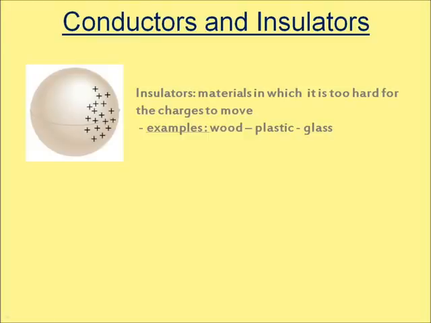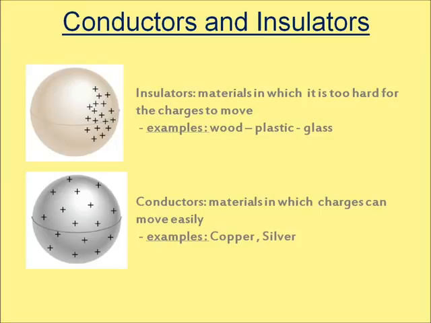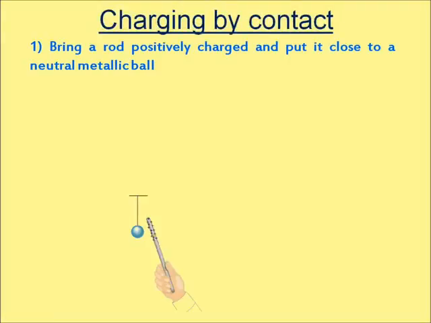Now let's define conductors and insulators. Insulators are materials in which it's too hard for the charge to move, like wood, plastic, glass. Conductors are materials in which charges can move easily, like copper, silver, etc. The second mode of charging is charging by contact.